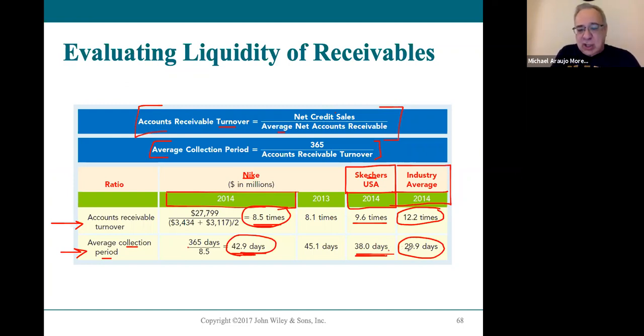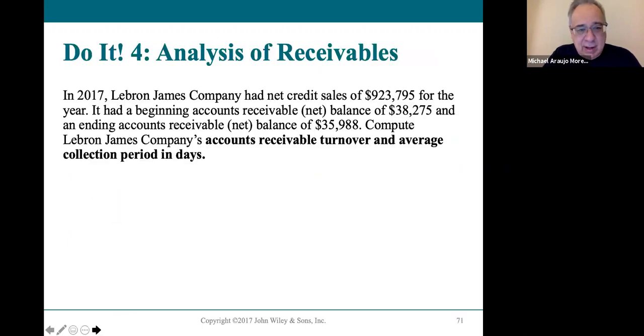Skechers is certainly slower in collecting money than the industry, and Nike is really running behind, another pun, the group here. They're supposed to be collecting roughly every 30 days and they're waiting every 43 days. If I was the VP of Nike and I saw this, I'd get my finance team together, show them this chart, and just tell them, just do it. That's what I would do.